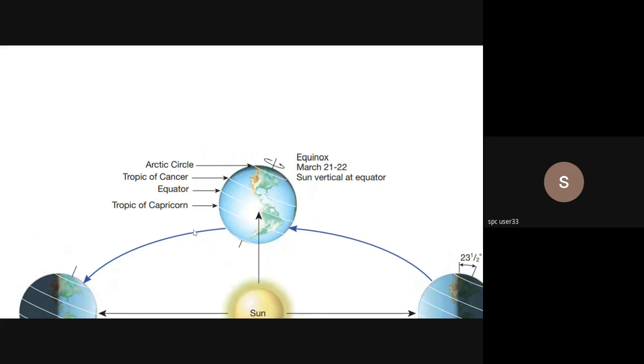The Sun is vertical at the equator. These lines that you see across the Earth: the Arctic Circle, the Tropic of Cancer, the equator, the Tropic of Capricorn, and of course down here you would be having the Antarctic Circle, which is not seen here. A very slender line you can see here is it. That's one thing. Now, what divides the Earth into these lines is very interesting.